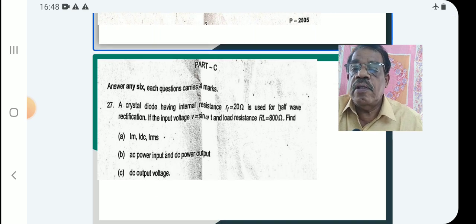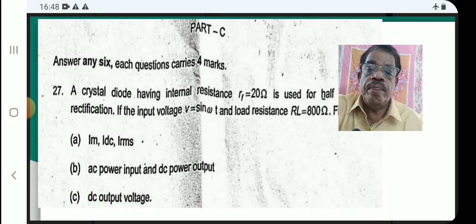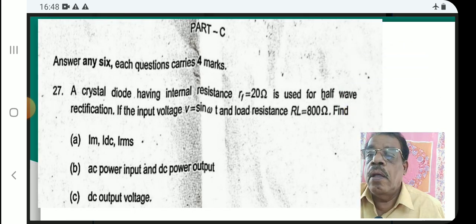Now part C, which is the problem part. Questions from the problem part. Answer any 6 questions. Each question carries 4 marks.